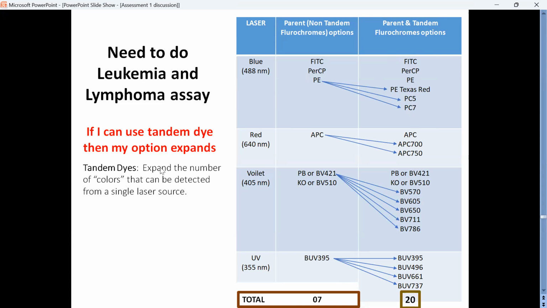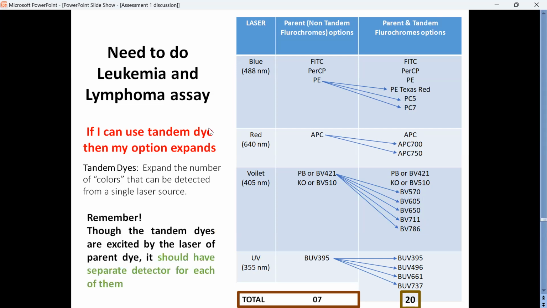Okay, so tandem fluorochromes expand the number of colors that can be detected by a single laser source. Why? Because we are using the same parent for all the tandems of one particular family. Here PE is the parent for PE-Texas Red, ECD, PC5, PC7. Here BV421 is the parent, or the donor fluorochrome, for BV570, BV605, 650, 711, and 786. Only the recipient changes for all these, and since the recipient is changing, the emission will be changing.